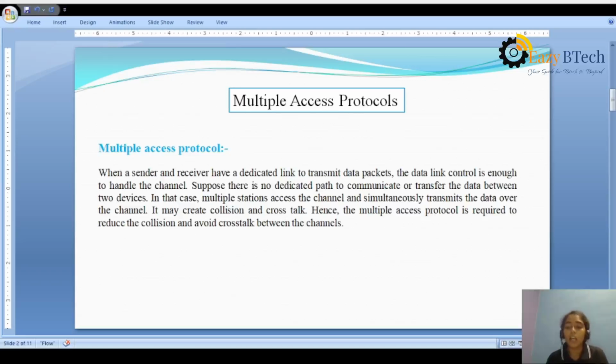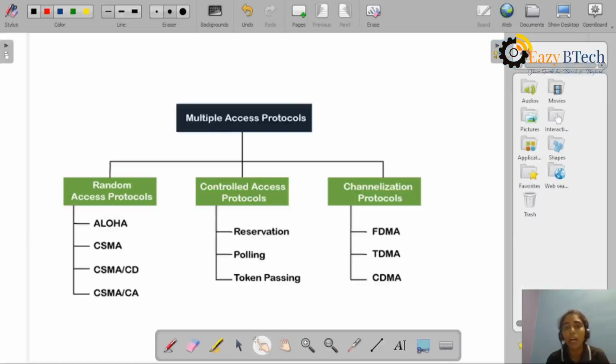Let us see what different types of multiple access protocols the data link layer has introduced. Let us see the diagram here. These are the multiple access protocols. They are divided into three types: random access protocols, controlled access protocols, and channelization protocols.